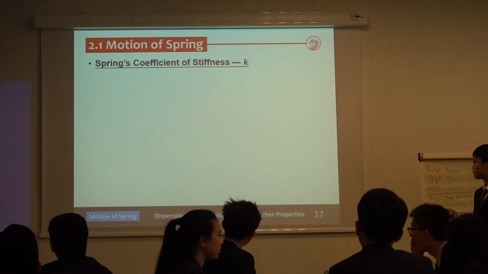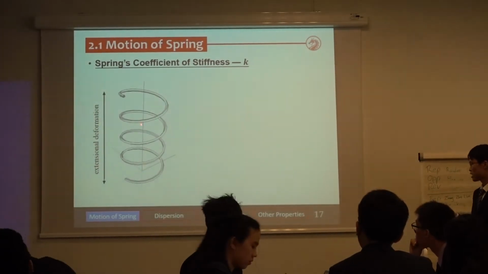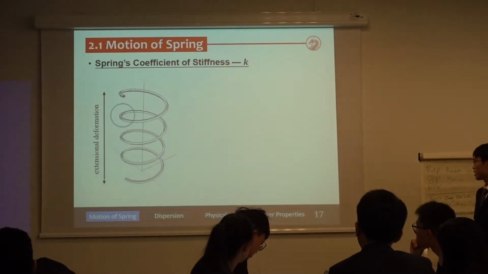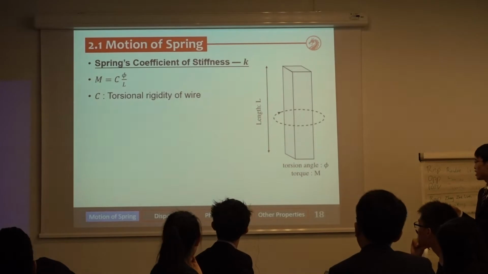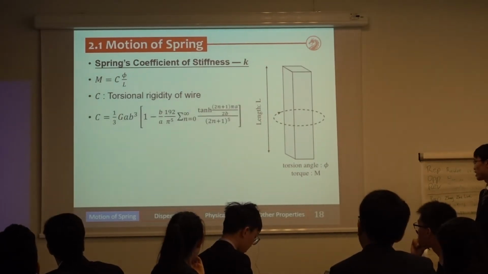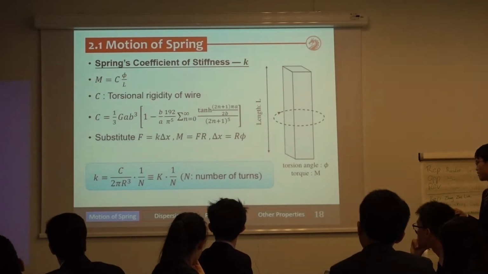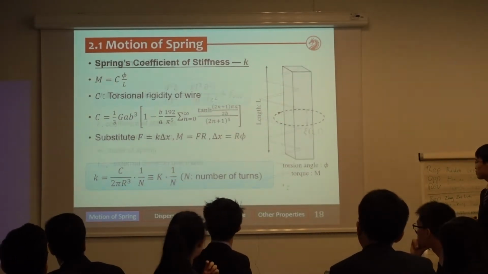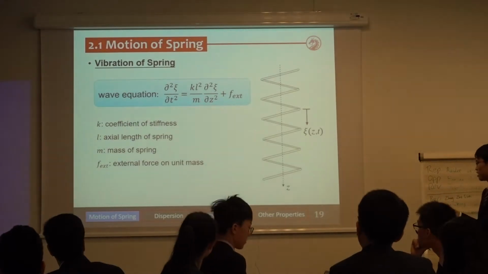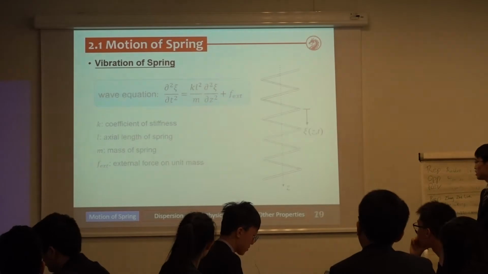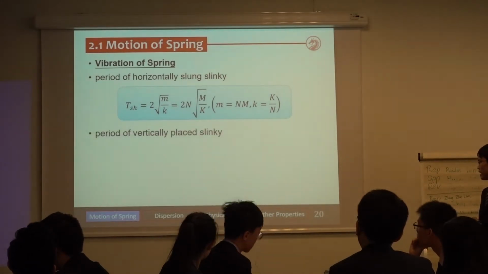First, I treat the spring as a single spring. The most important part is the spring's coefficient of stiffness. The spring's extensional deformation is actually the torsional deformation of the wire. Using that, we may obtain the torque in the wire. C is the torsional rigidity of the wire, which depends on the shear modulus and the geometric parameters of the wire. Making some simple substitutions, we obtain the coefficient of stiffness as a function of the number of turns, which is proportional to n. Finally, we obtain the vibration equation of the whole spring, where C is the deformation and the external force on unit mass such as gravity. Using this equation, we may obtain the period of the horizontally hung slinky, showing this formula, and the period of the vertically placed slinky, showing this formula.